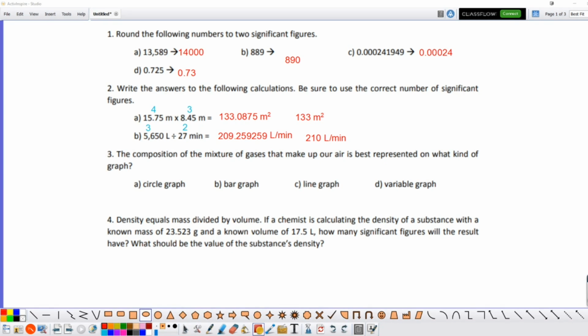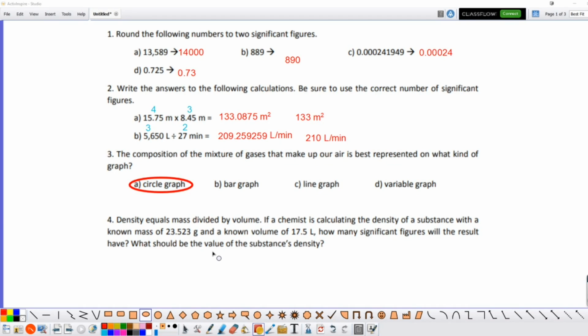Number 3 says the composition of the mixture of gases that make up our air is best represented on what kind of graph? Well, if we're taking a look at a composition and representing it as parts of a whole, the best way to do that is with a circle graph or a pie chart. So answer A should be the correct choice there.